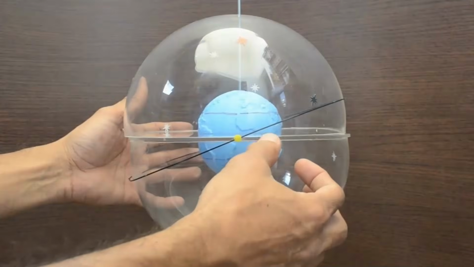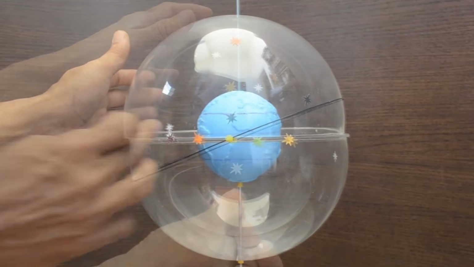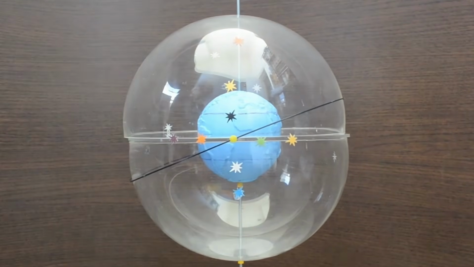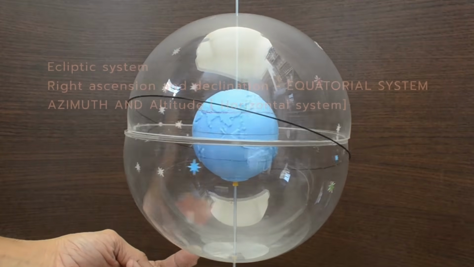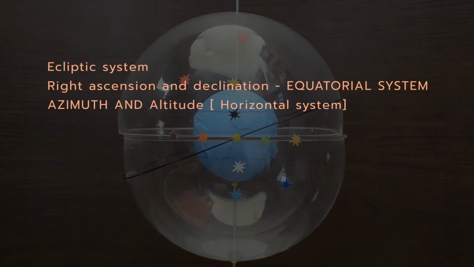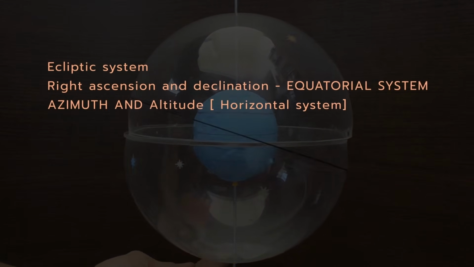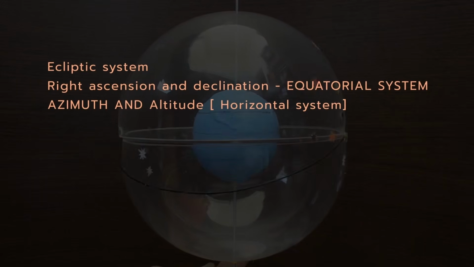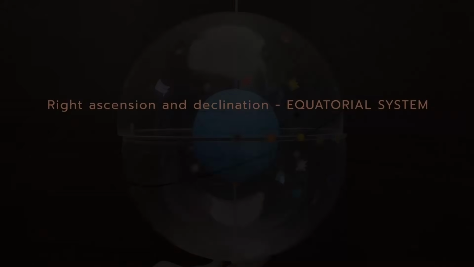Let us attach stars at various places on the sphere. There are 4 systems for measuring the location of the stars. Each of these systems is helpful in a particular context to locate a celestial body. Ecliptic system, right ascension and declination, that is equatorial system, azimuth and altitude, which is horizontal system, and hour angle and declination, which is a meridian system. We'll discuss the equatorial system in this video.